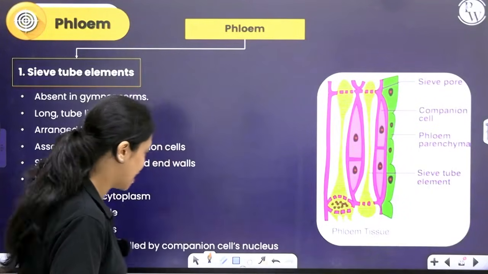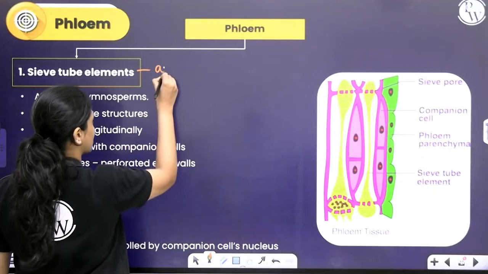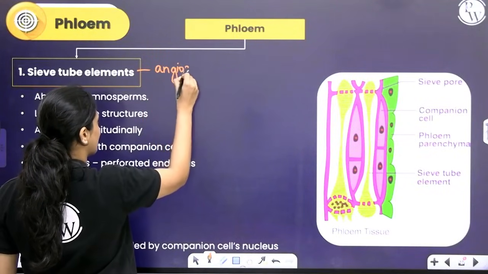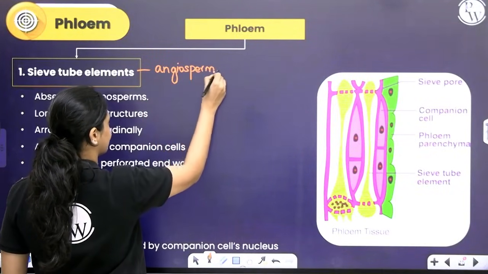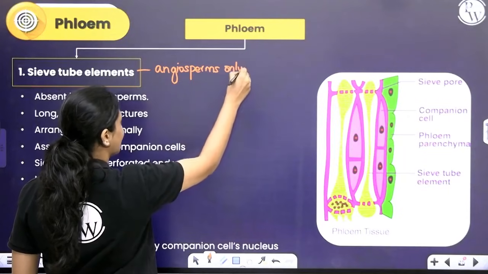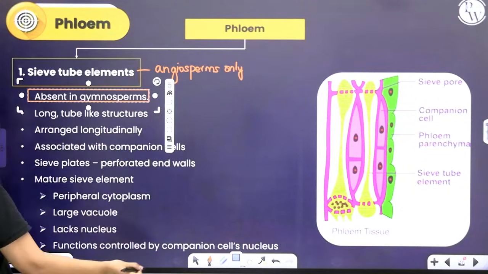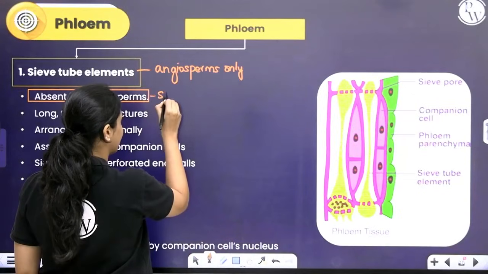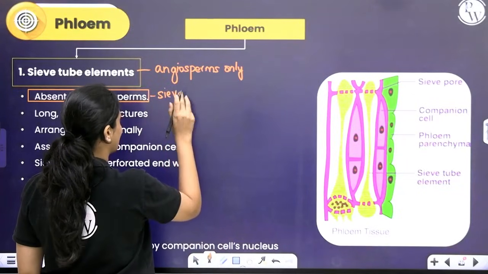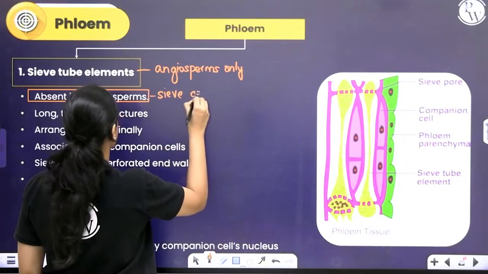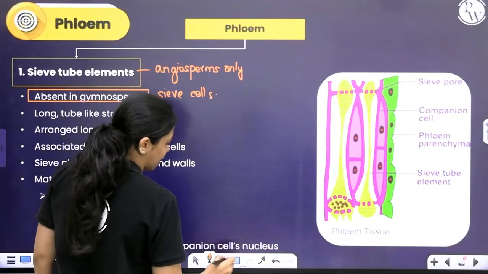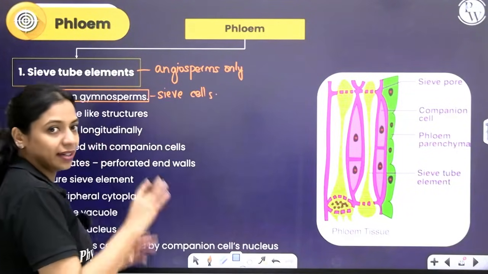Sieve tube elements are a characteristic feature of angiosperms. They are found in angiosperms only. They are absent in gymnosperms. In gymnosperms, you have something else that is called sieve cells. You don't call them sieve tube elements, you call them sieve cells. These are the major conducting parts.